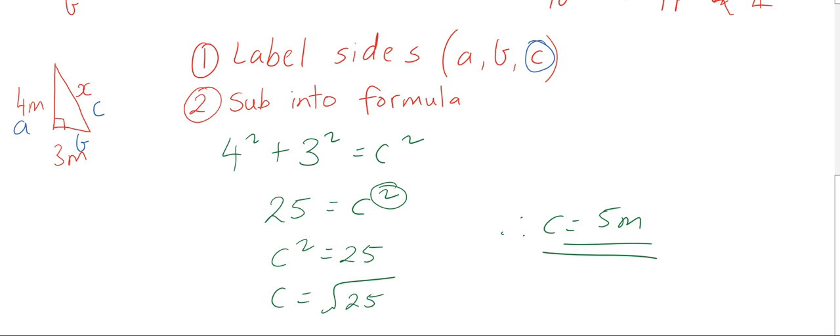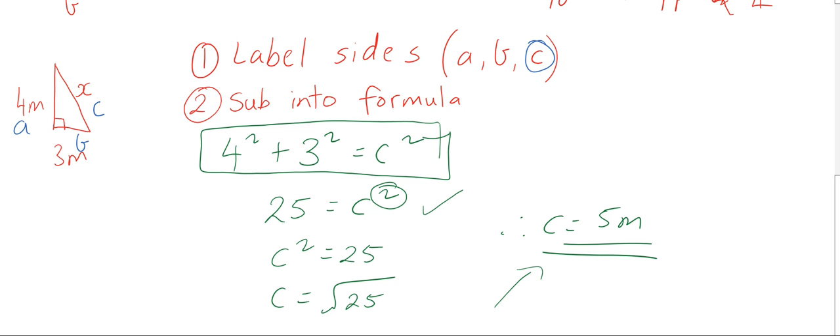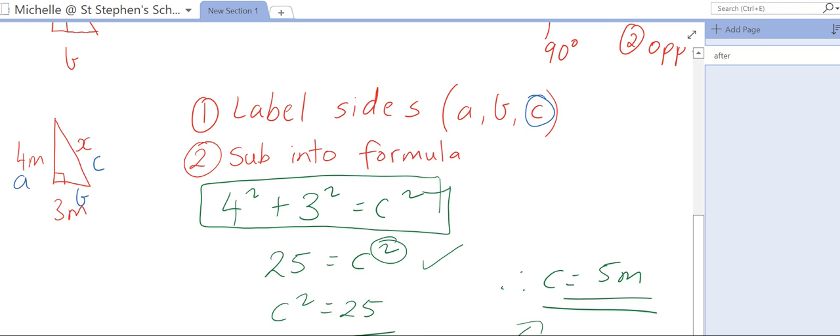So the main parts you need to really write is one line of working, so either this line or this line, and then obviously your final answer. So step 1, label the sides. Step 2, substitute it into your formula. And then I guess step 3 would just be to solve.